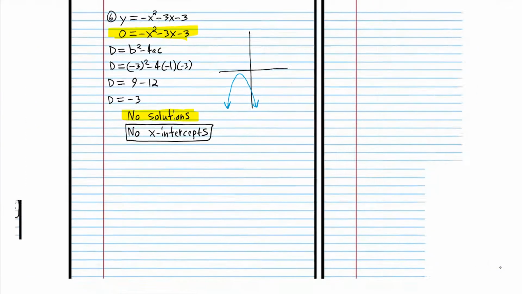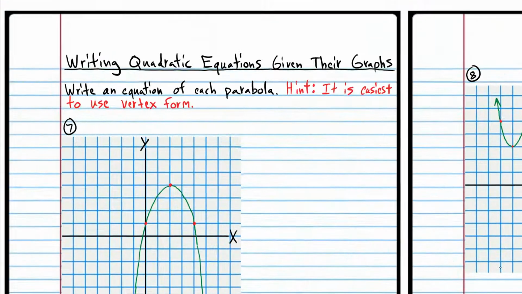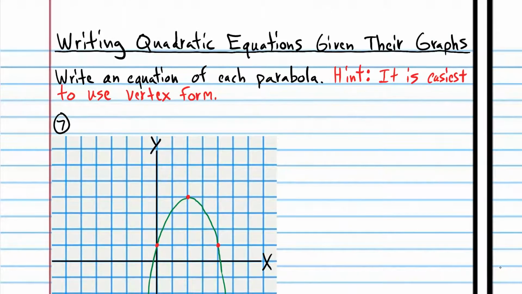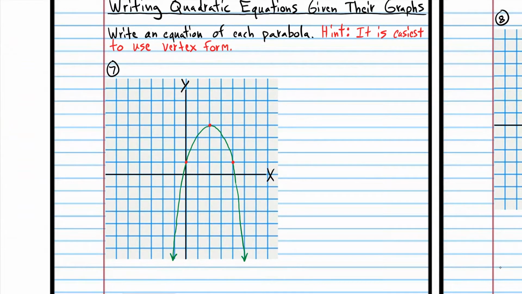Okay, so now we're going to move on to the next thing we're going to do today, which is writing quadratic equations given their graphs. Now, in previous classes, we were given a quadratic equation and we were asked to draw the graph. But now we're going in the opposite direction. Now we're given a graph and we're asked to write the equation.